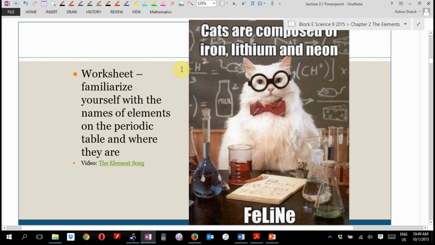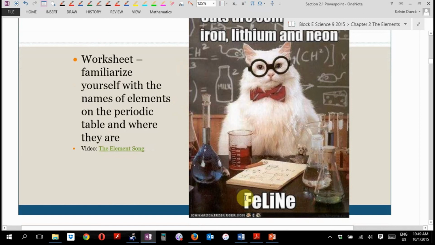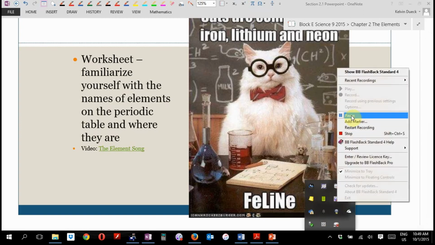So I have for you a pink periodic table, and I'm going to be giving you a little worksheet. This is just to get you familiar with the periodic table. Cats are composed of iron, lithium, and neon, because that spells feline. You're going to learn that they all have abbreviations. Let me pause the video for a second and show you what I mean.